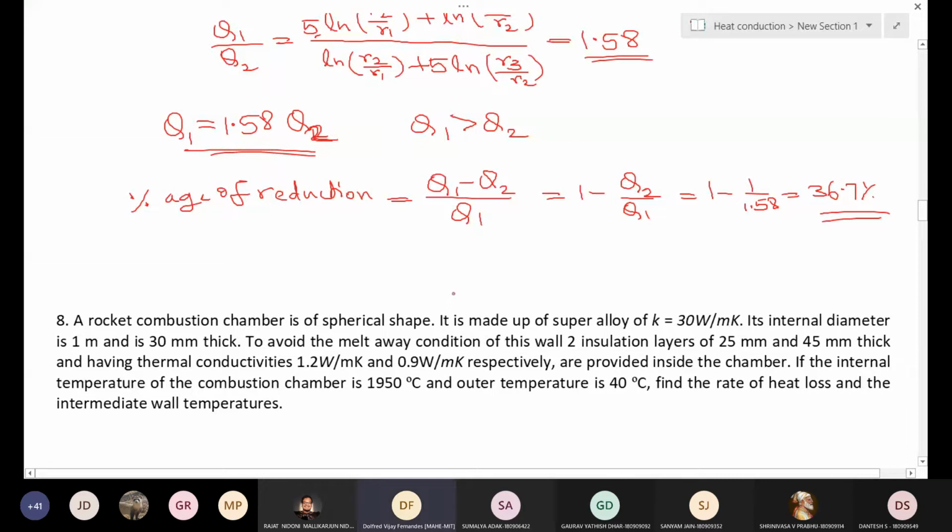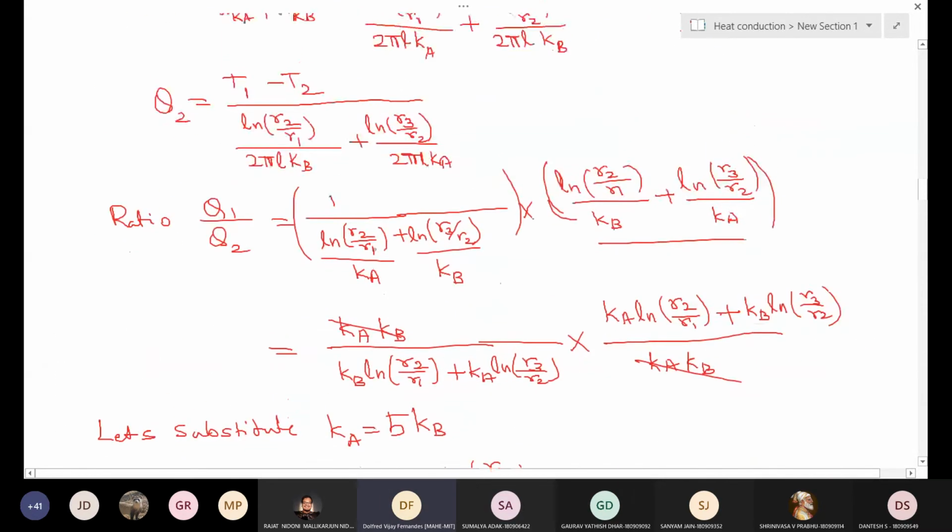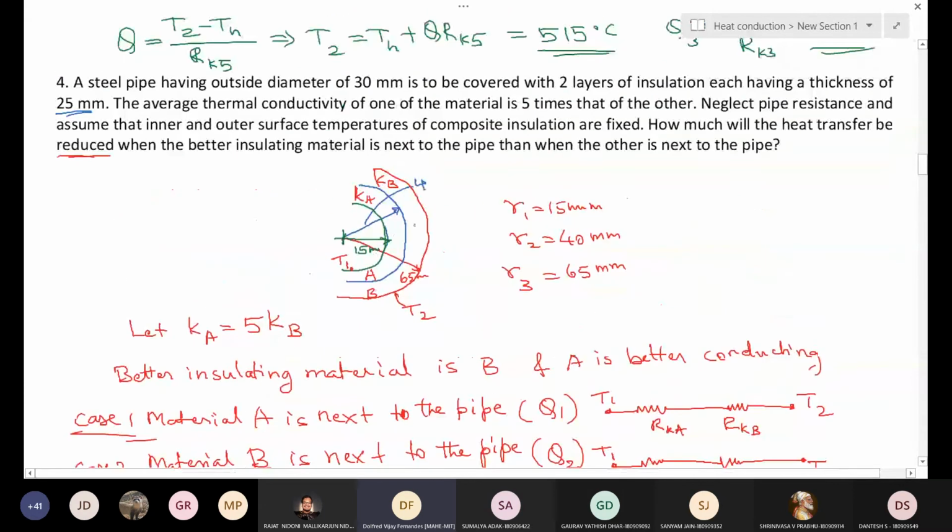So 36.7% will be reduced if you just replace the material, or put the better insulating material next to the pipe. Okay.